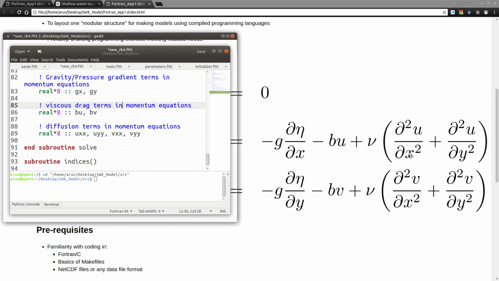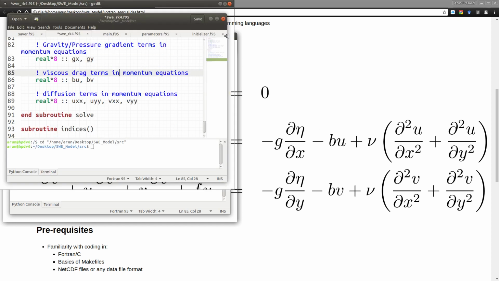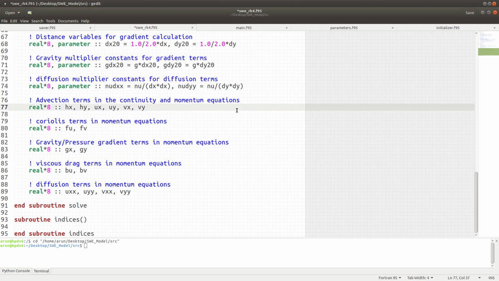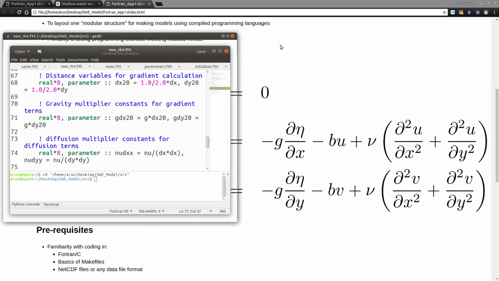So uxx is actually this term ∂²u/∂x², and uyy is actually this term ∂²u/∂y². And similarly, this is vxx and this is vyy, all multiplied with eta, nu over here. All right. So with that being said, let's continue with our equations.